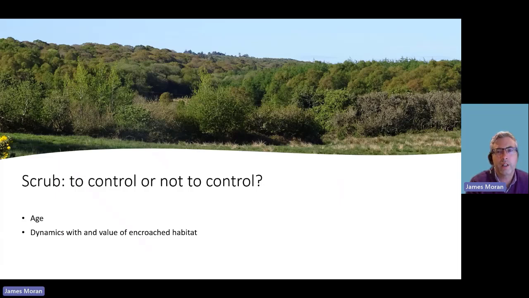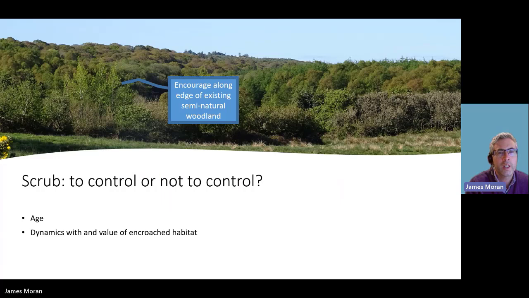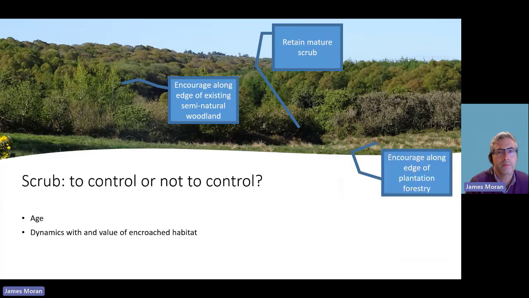I just want to finish our notes on woodland and scrub with a key question in the dynamics of woodland and pasture ecosystems: scrub, to control or not to control? This is mainly determined by the age of the scrub and the dynamics with, and the value of, the habitat it is encroaching on. We should encourage scrubland along the edge of existing semi-natural woodland because that's the first expansion of the semi-natural woodland into other areas. We should retain mature scrub where it is present in an area. It's a valuable habitat in its own right.